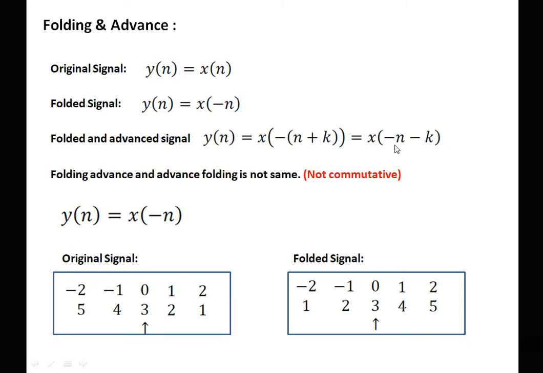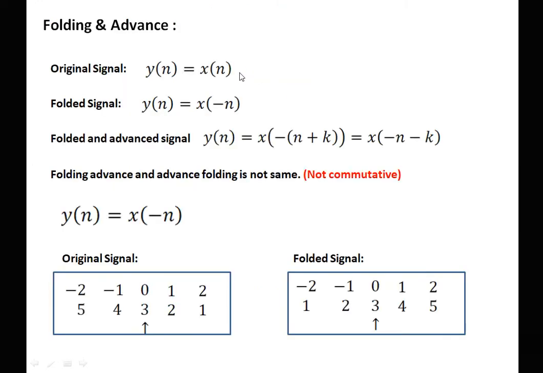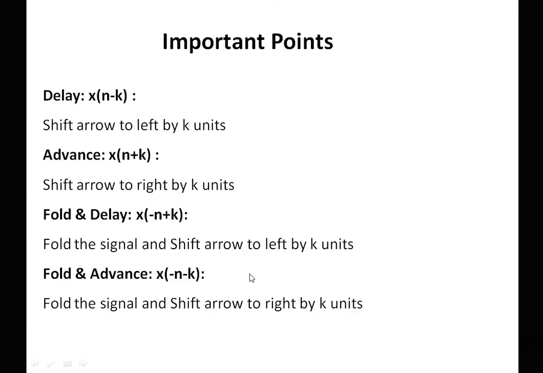Now to achieve this x of minus n minus k, our first step is to apply the folding operation. This is the original signal, which occupies from minus 2 to 2. After folding we are getting this signal. Now the next operation is x of minus n minus k. Here minus k is coming with the minus n, so it is nothing but the advance operation. And in advance operation we always shift the arrow to the right hand side. So this arrow is at the 3 location. When we shift to the right, it will come at the 5th location. So at the 5th location 0 will start. So this is nothing but the folded and the advance signal.